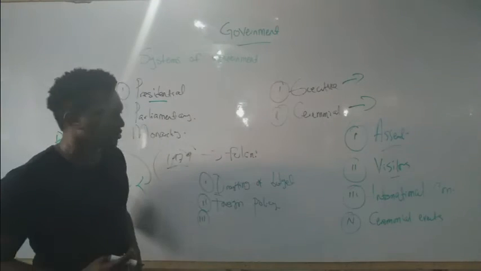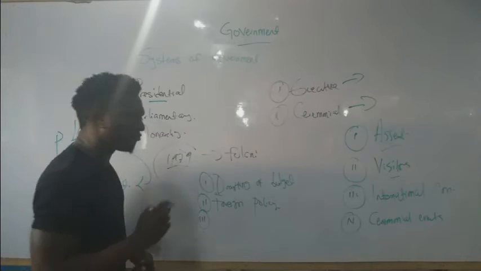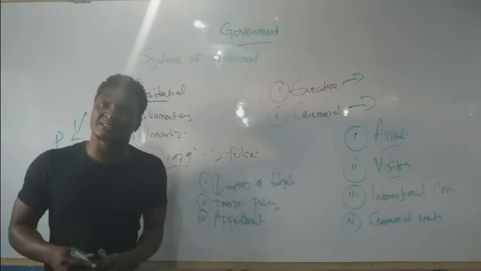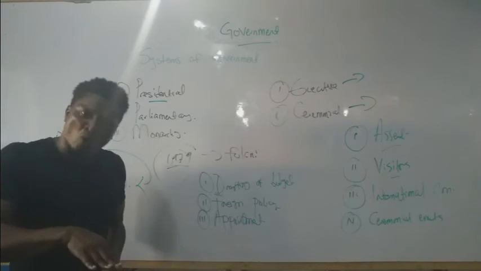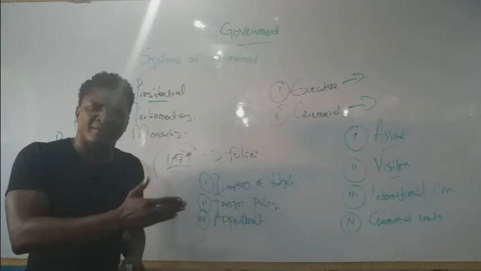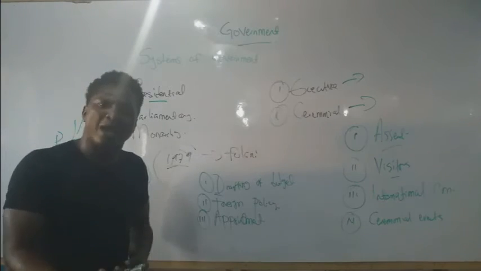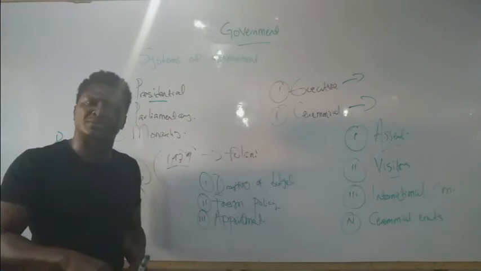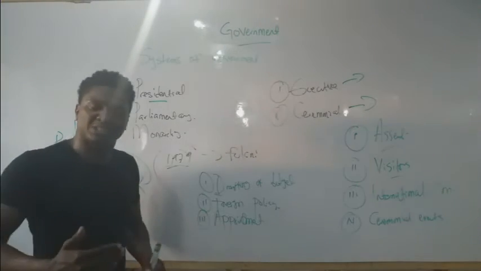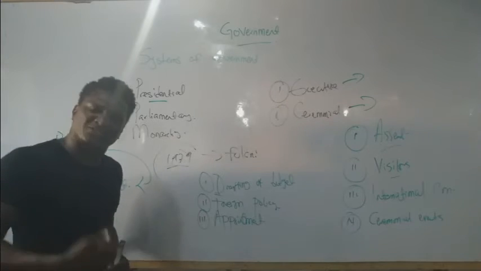The third function of a president in his executive capacity: power of appointment. The president has the power by law to appoint people into different ministries, departments, directorates, and agencies. These are some of the powers that the law accords to the president. He has the power to appoint for himself special advisors and assistants that will help him in carrying out his constitutional responsibilities.